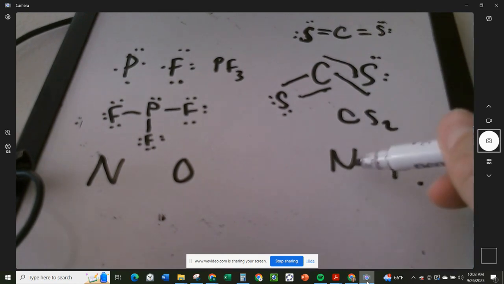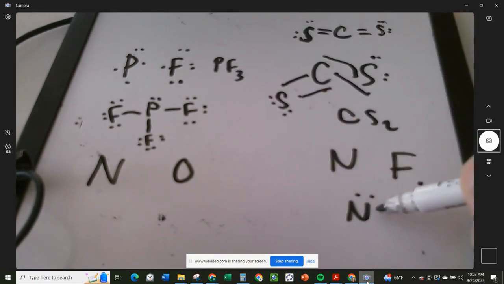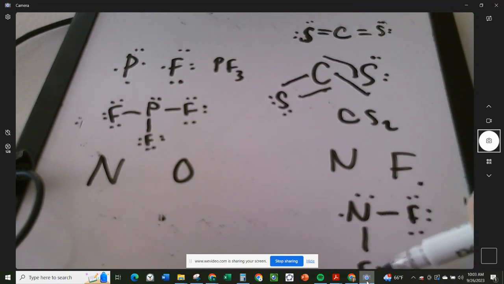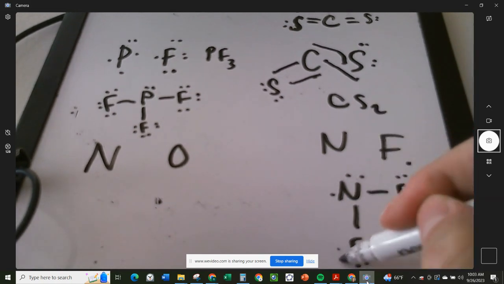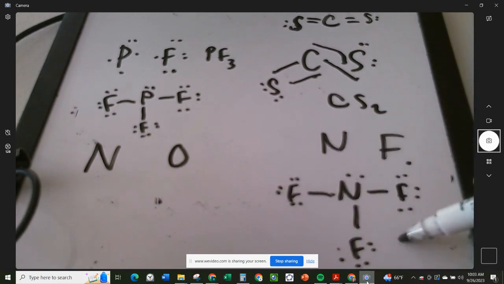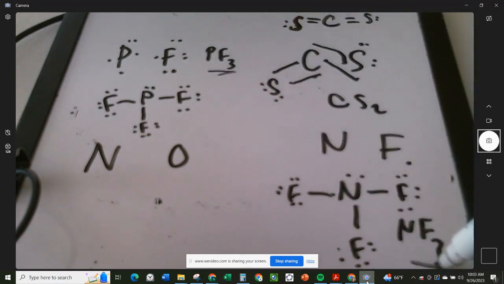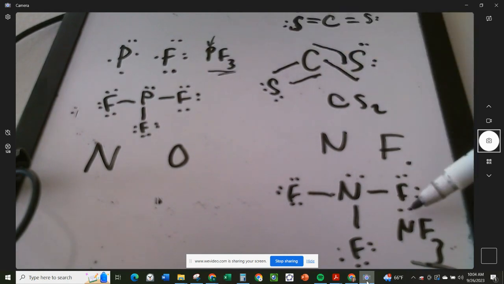Okay, nitrogen is like phosphorus. We can just interchange these. So nitrogen wants to form 3 bonds, and fluorine wants to form 1 bond. So this would be NF3. That's our pattern. We can start seeing that these are very similar because we have the same number of valence electrons in these atoms. Okay, and then NO.